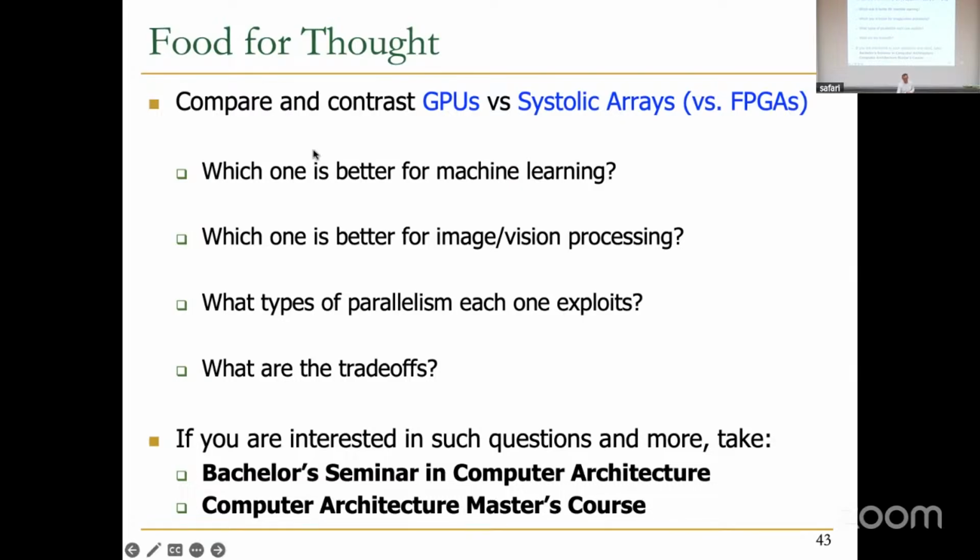It's always good to ask the question, which one's better for different applications, right? Which one would you use for machine learning? Which one would you use for different types of applications, image processing, graph processing? What types of parallelism does each exploit? You should be able to answer that question because we know how they exploit parallelism and what the trade-offs are. Again, I don't expect you to answer these questions over here because there are a lot of interesting questions that people in industry are also trying to tackle.